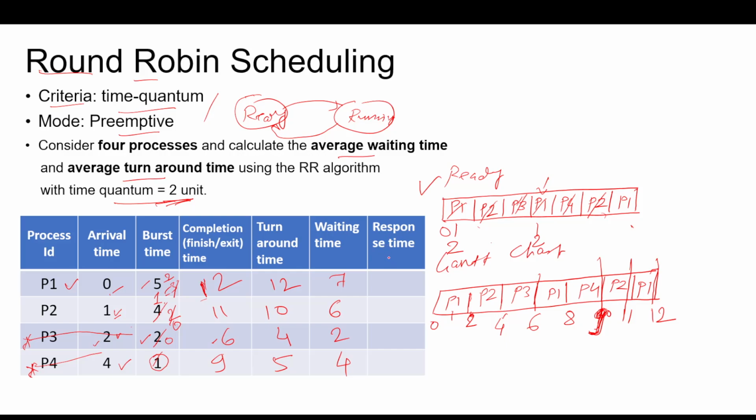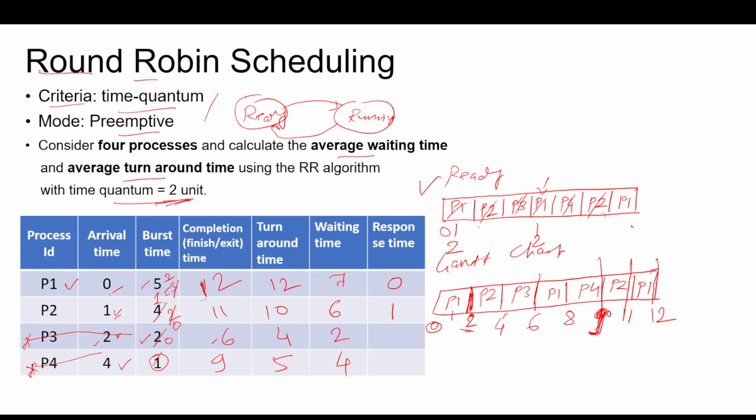And what is response time? It is when the CPU is initially given to the process. So for the P1 process, at time 0 we gave the CPU. So that time minus arrival time: the initial time is 0, arrival time is also 0, so 0 minus 0 is 0. For P2, the CPU is given at the second unit, so 2 minus arrival time, 2 minus 1 is 1.